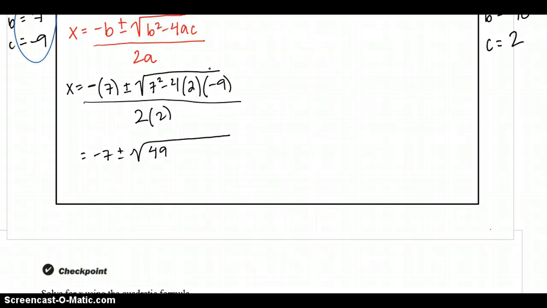But what's my sign going to be? Negative or positive? Look at it closely. Negative. I have minus 4, but then that's times negative 9. So the negative and the minus cancel out and become plus 72.